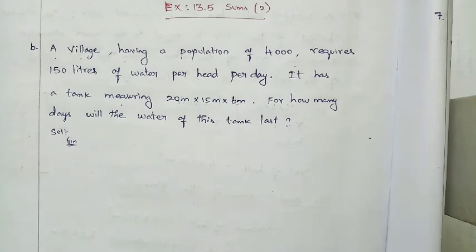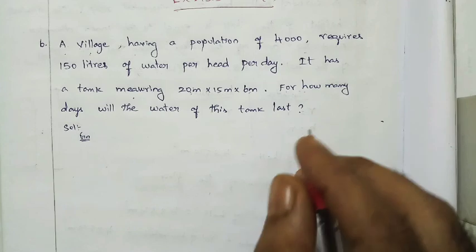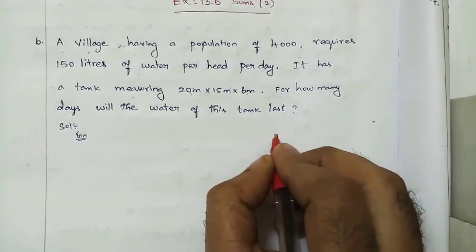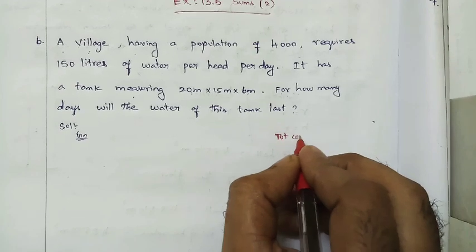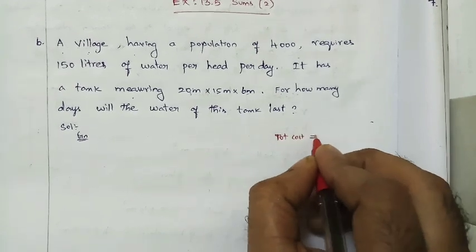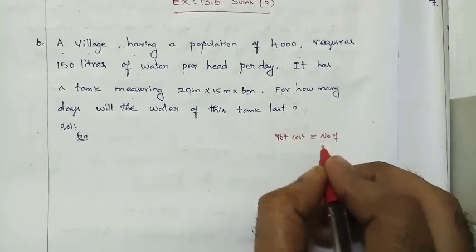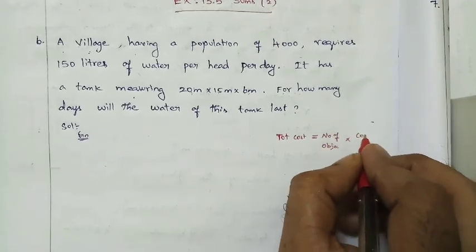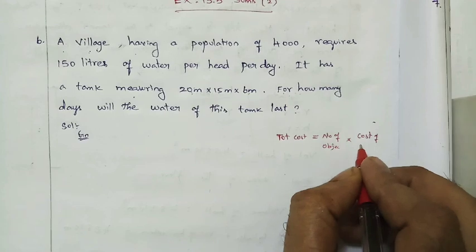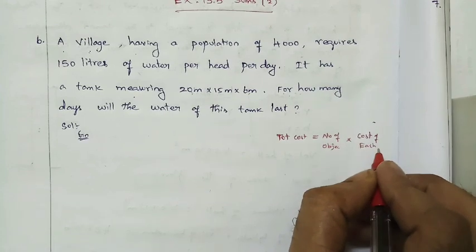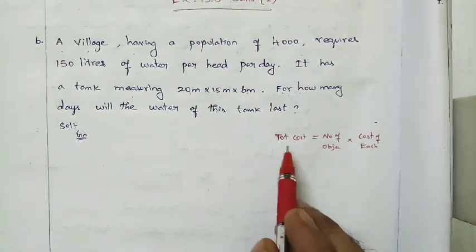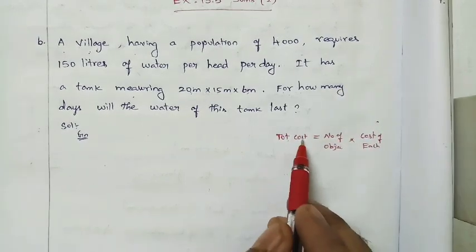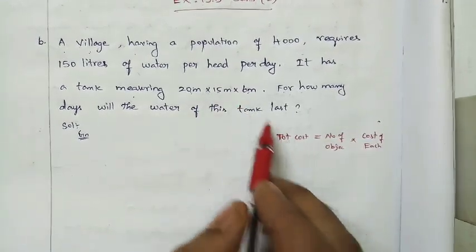That's all. See, already we have discussed one formula. What is it? Total cost is equal to number of objects into cost of each object. The same concept only we are going to use, but instead of cost, what we are discussing now, we are going to discuss volume.